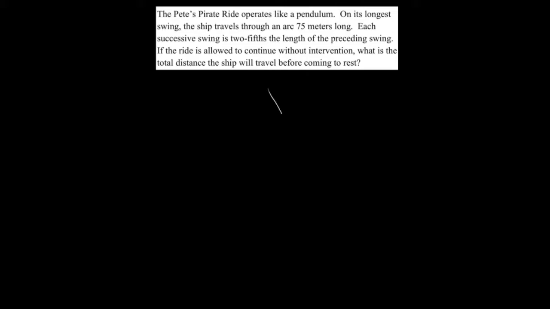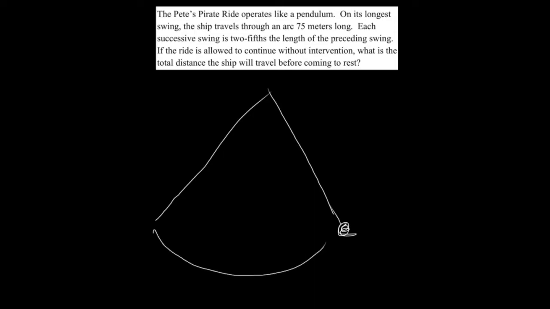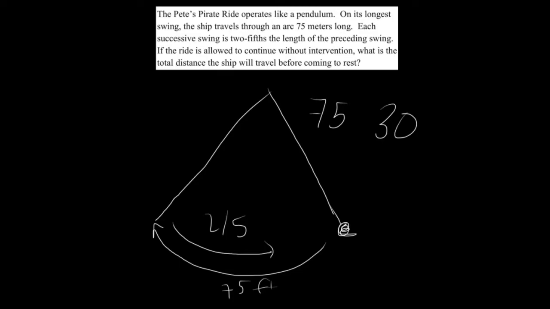Okay, so first let's draw this out. Here it'll go all this way, 75 on its first swing. Then after that, it will go back to somewhere around here, right? We'll say this is 2/5, although that's really not to scale. So 2/5 of 75 would be 30, right? So it goes from 75 to 30, then 2/5 of that is 12, and it keeps on going, right?